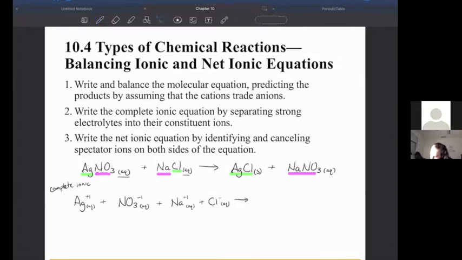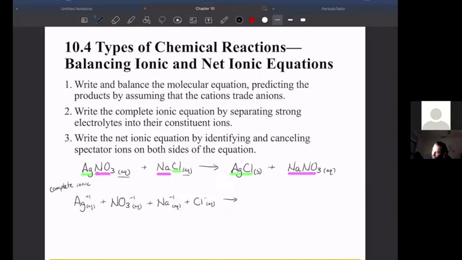Okay, need to manage my space here. If it doesn't have that (aq) designation, then you don't break it up. All right, so because silver chloride is a solid, I'm just going to leave it as silver chloride solid. It's only the electrolytes or the aqueous compounds that you break up. Now, since sodium nitrate was aqueous, I'm going to break that up.